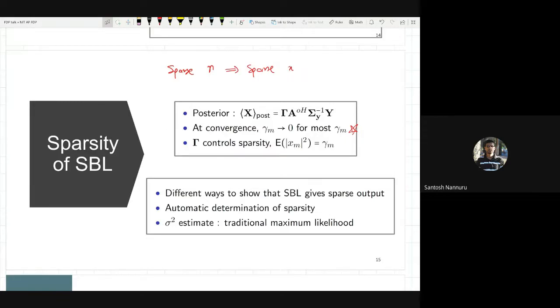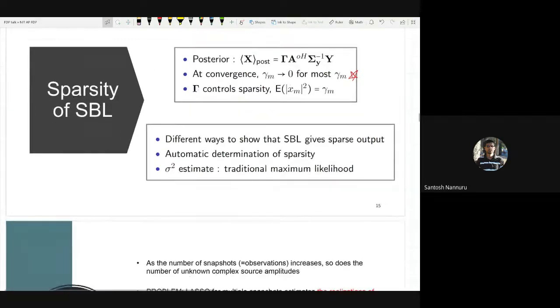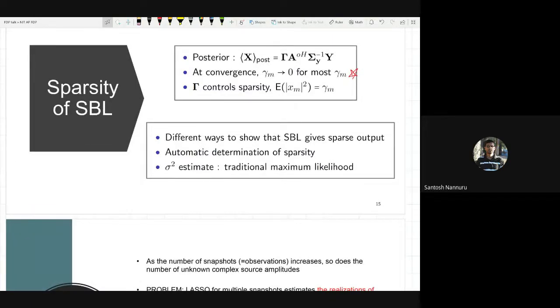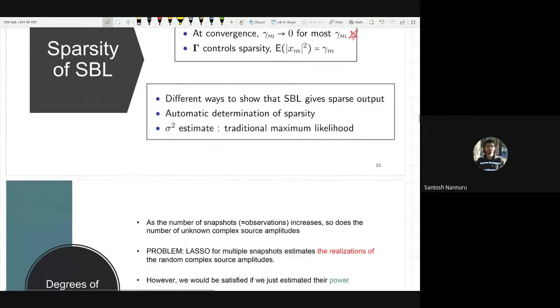Another nice thing is, if you were to use L1 based methods, you have to choose the regularization parameter so that you get the correct number of non-zero entries. As the parameter changes, the sparsity changes, not continuously, in jumps, but it's still a function of the regularization parameter. Whereas here you don't have any such parameter. You are basically directly finding gamma. So the sparsity is directly present in gamma, and you don't have to tune it. It automatically, in some sense, finds the sparsity. And the noise estimate sigma square you can find using various methods. Typically, maximum likelihood methods are used.